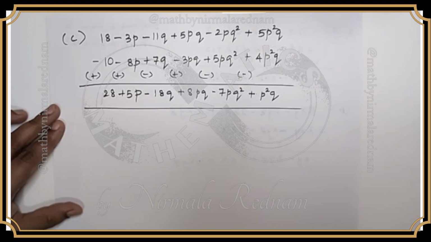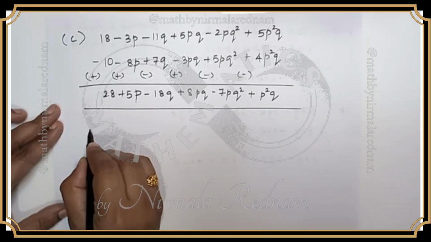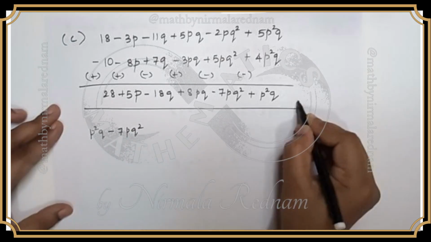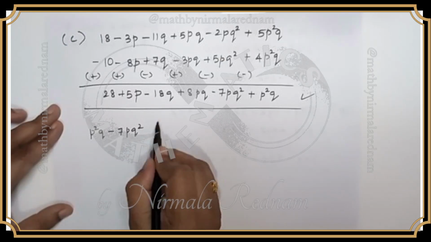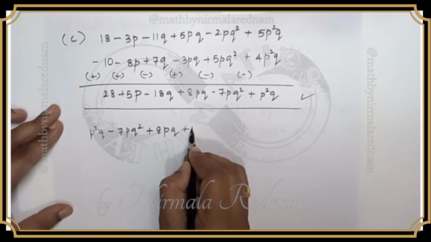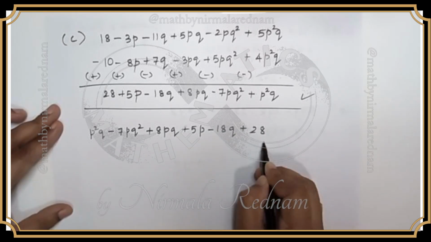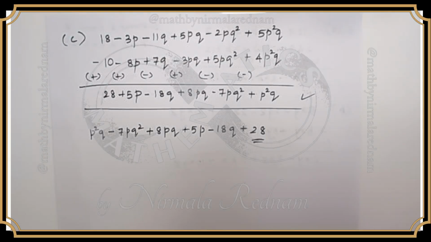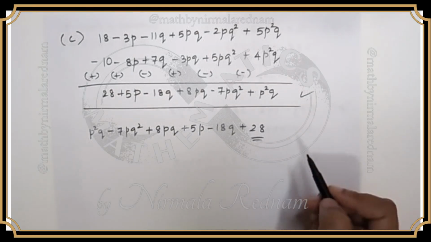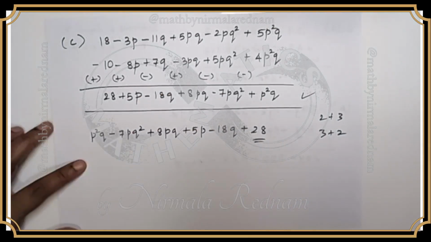So this is the final answer. Now you can write it in the standard form, with the higher degree terms first. So if I do that, I have p square q minus 7pq square. You can leave it here as well. This is also correct. Minus 7, and then I have pq term here plus 8pq, and then plus 5p minus 18q plus 28. Usually the constant term comes last in the standard notation. So you can rearrange the terms and write it like this, because you know that it's commutative. You can write 2 plus 3 as 3 plus 2 as well, right? So I'm going to rearrange it and write in the standard form.